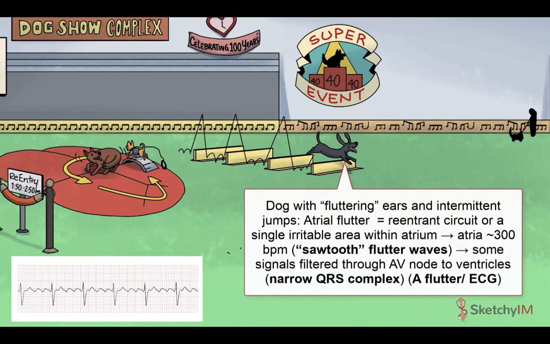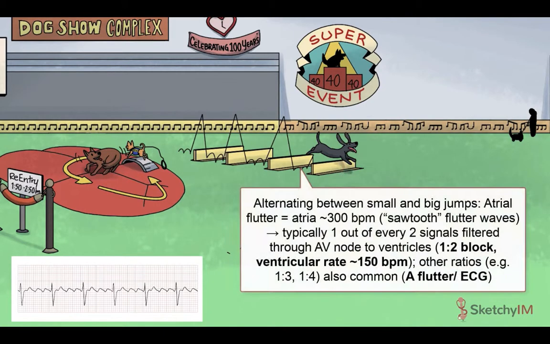How about atrial flutter? In atrial flutter, there's generally a reentrant circuit or a single irritable area within the atrium that's firing continuously, usually around 300 beats per minute. On the ECG, you won't find P waves. Instead, you'll see the atrial flutter contractions, or flutter waves, in between each QRS. They're generally described as a sawtooth pattern. The AV node blocks some of these impulses, and others get filtered through, forming narrow QRS complexes as the ventricles get activated. Which is why this fluttering wiener dog is performing lots of little hops, but every once in a while a big jump as she depolarizes a ventricle, if you will.